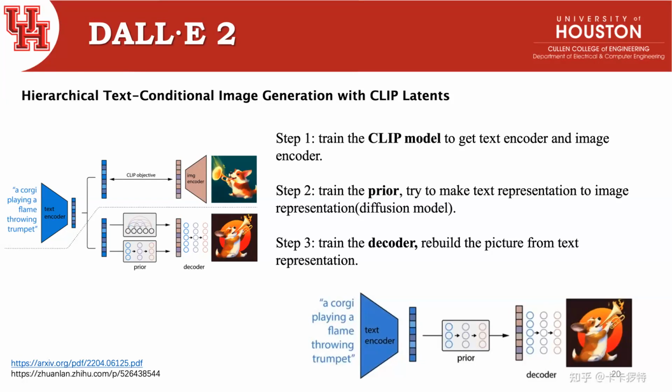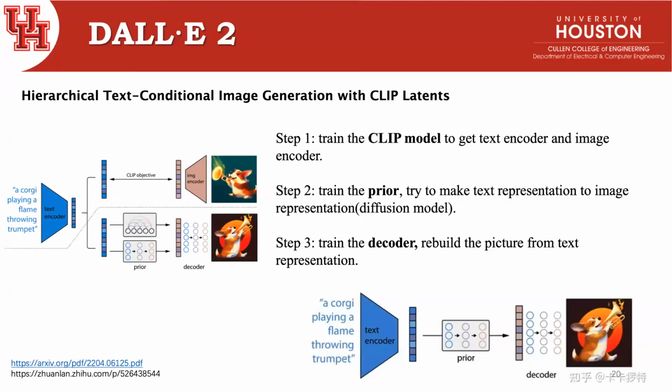When they input a picture like a dog, they also input a text like "a corgi playing a flame throwing trumpet." They try to train the text encoder and the image encoder to get close. Then step 2 is to train the prior. So what is the prior?